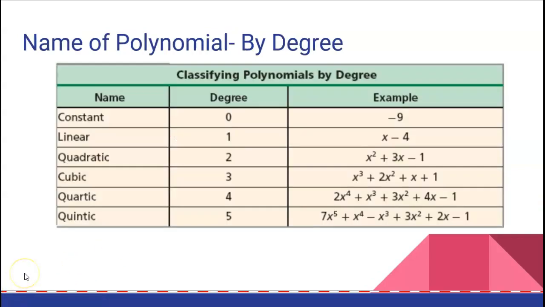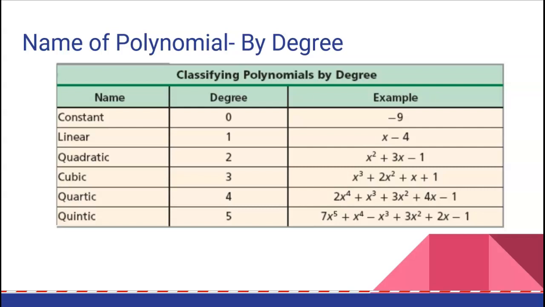And here we can see the names of our polynomials. We define them by their degree. So if our degree is 0, we call that a constant polynomial. This is an example of negative 9. A linear expression would have a degree of 1. That is x minus 4 as an example. The quadratic is a second degree polynomial, and that can be written as x squared plus 3x minus 1 as an example. A cubic polynomial expression has a third degree. x to the third plus 2x squared plus x plus 1 as an example.